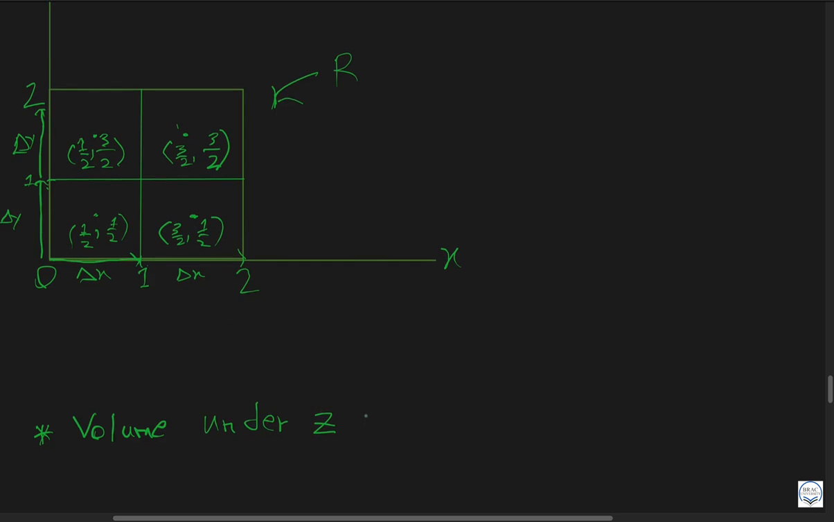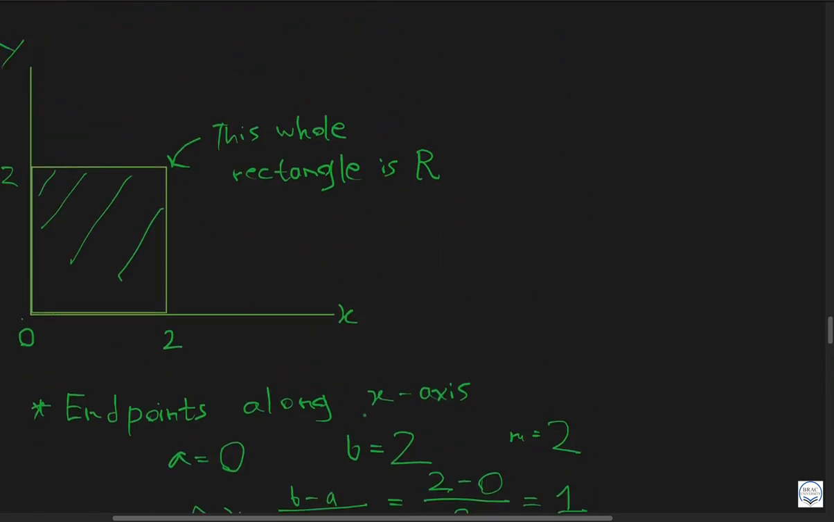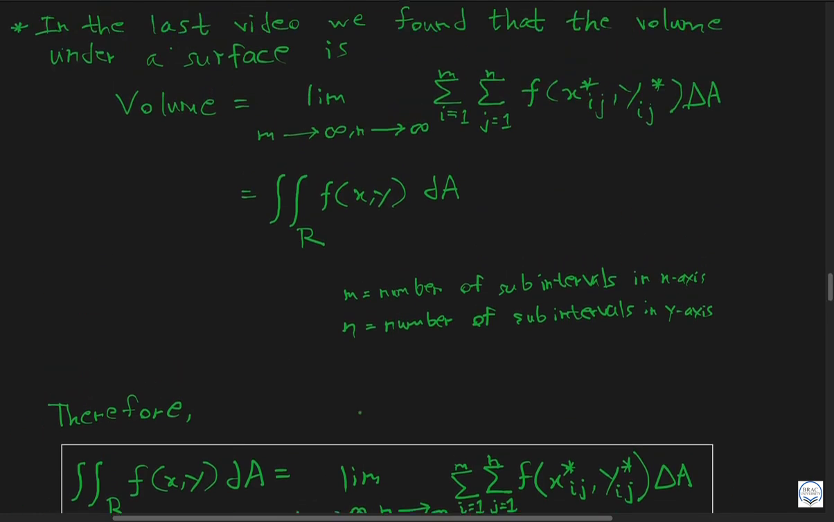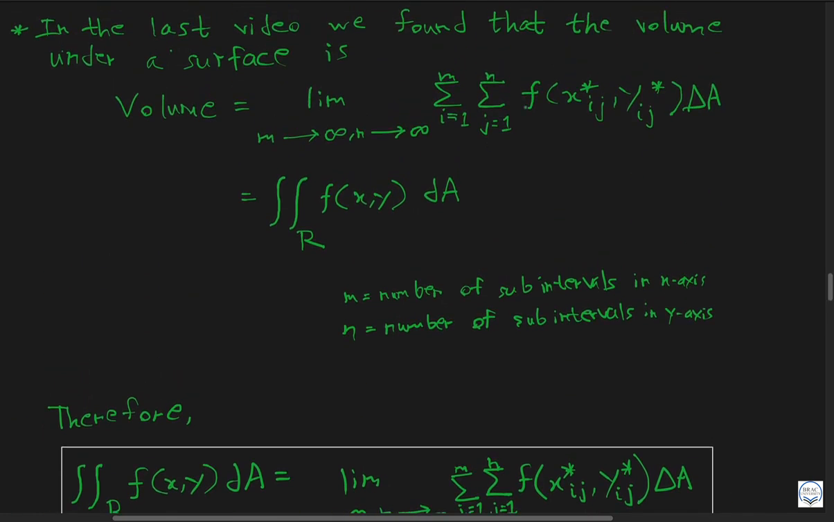Similarly, in this midpoint, we are in between 1 and 2. So the midpoint in between 1 and 2 is 3 by 2. And the y coordinate is the same as this one, which is also 3 by 2.